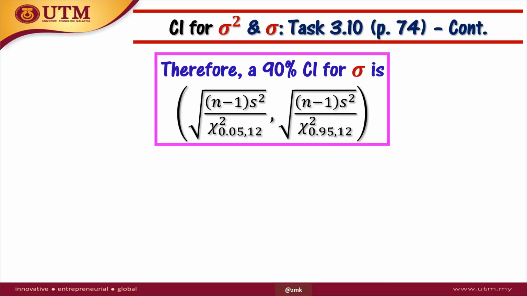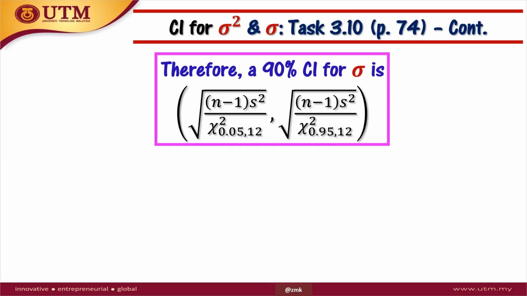As we know, a 90% confidence interval for the true population standard deviation of the bolt inside diameter, denoted by sigma, is the square root of (n-1)s squared divided by chi-squared 0.05,12 and the square root of (n-1)s squared divided by chi-squared 0.95,12. Hope you already noticed that alpha is 10% or 0.1, so that alpha over 2 is 0.05 and 1 minus alpha over 2 is 0.95.